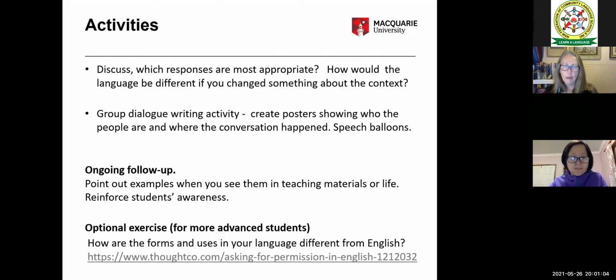Okay, for an ongoing follow-up, pointing out the examples, an optional exercise that you might do for more advanced students is to think about how the forms and uses differ in your language from English. And I've just put in the PowerPoint an example that you can look at when you look at the slides afterwards. There are many, many examples of free teaching materials for functions in English. And they're interesting for you to look at because English is to a large extent where your students are coming from, what you want them to go beyond. So it's good for you to know in each example of a function how that would be different in your language and in English. So that's more for you than for them.